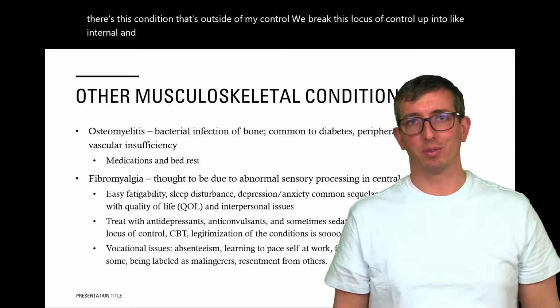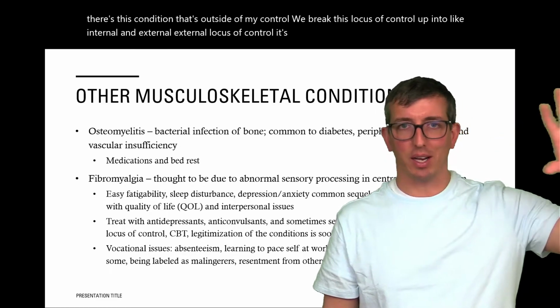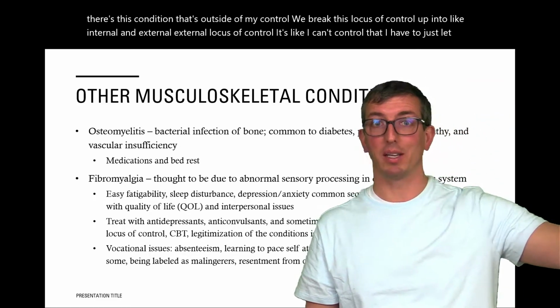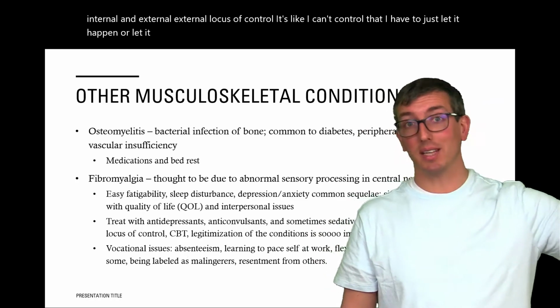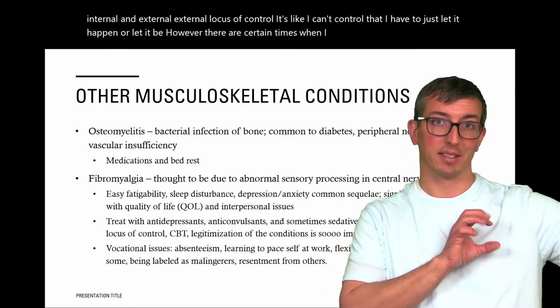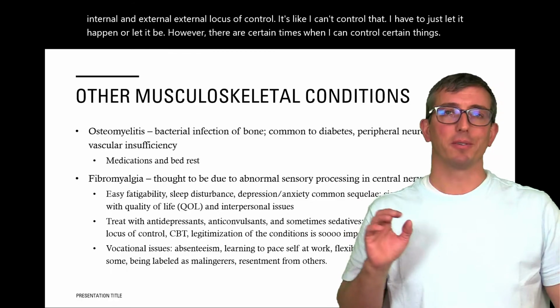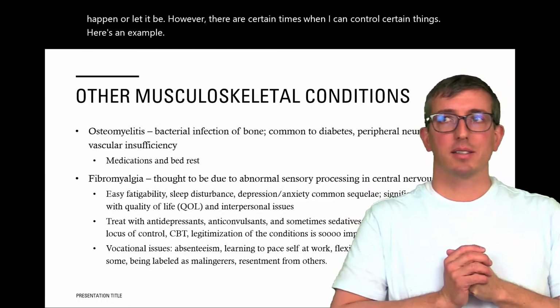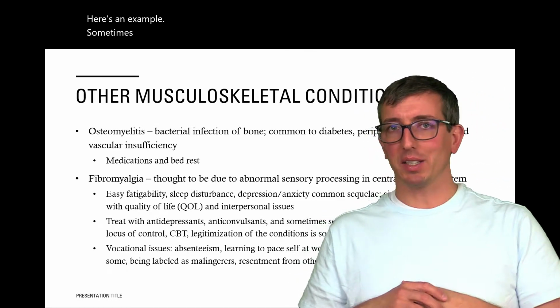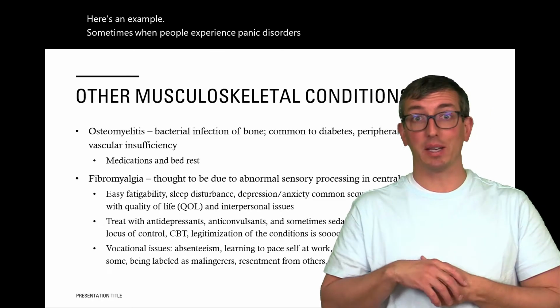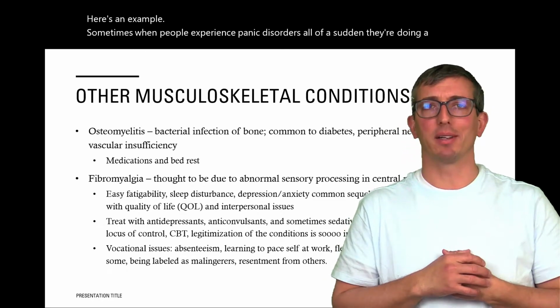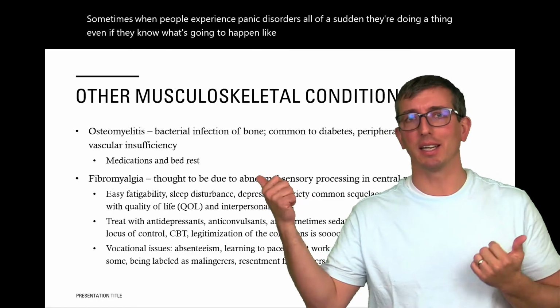External locus of control is like, I can't control that. I have to just let it happen or let it be. However, there are certain times when I can control certain things. So here's an example. Sometimes when people experience panic disorders, all of a sudden they're doing a thing, even if they know what's going to happen. Like, I was recently presenting at a conference.